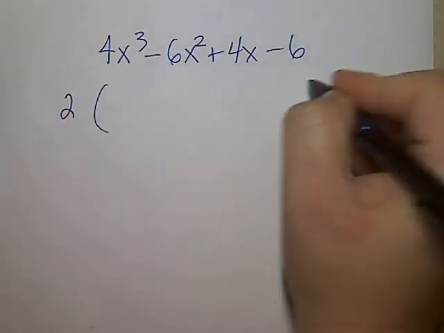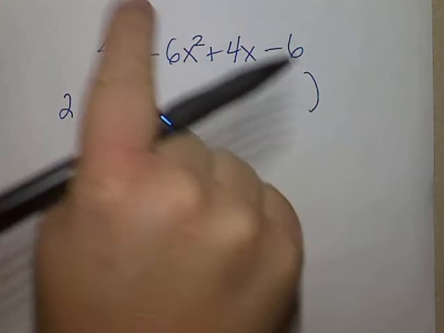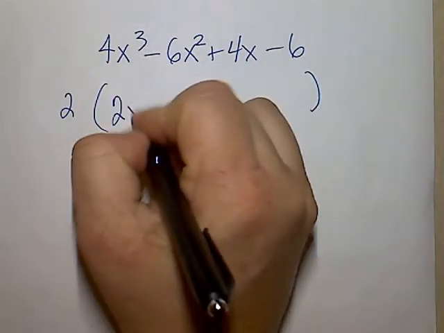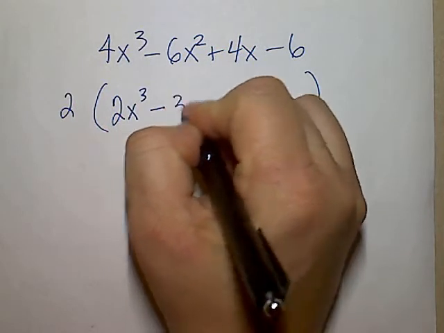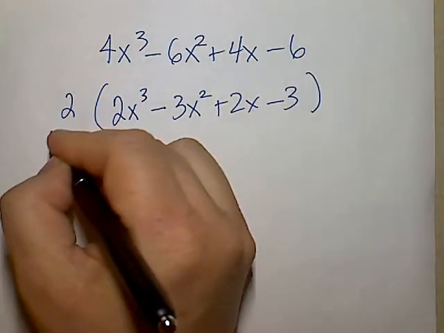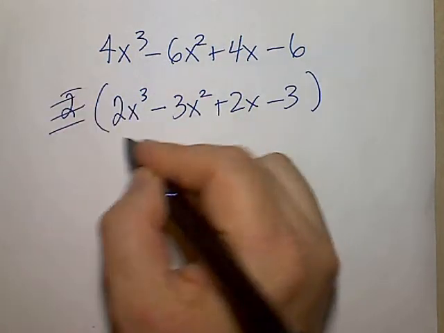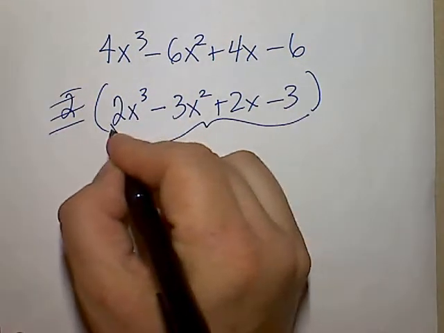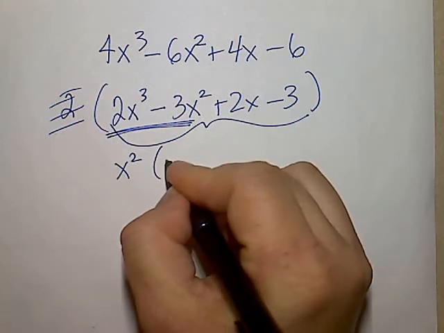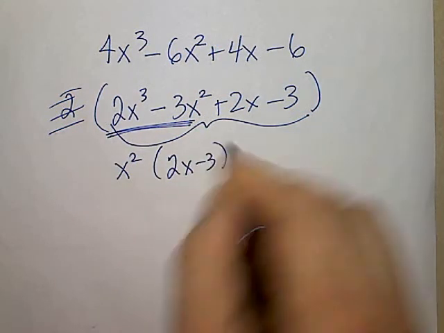When it's possible, and you can divide a number out of every single one of the 4 terms, you need to do that first. So 2x cubed minus 3x squared plus 2x minus 3. And then I'm going to kind of forget about this until the very end. I'm going to focus on this. So out of these first 2, I can take out an x squared, and I'm going to go through this a little bit quicker. 2x minus 3.